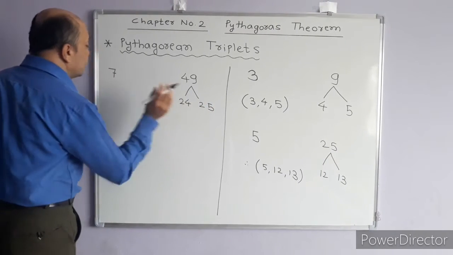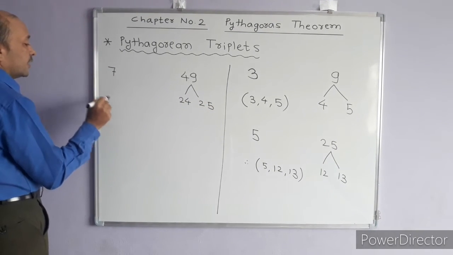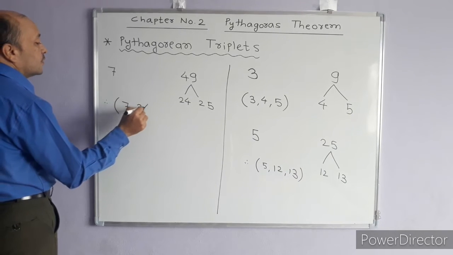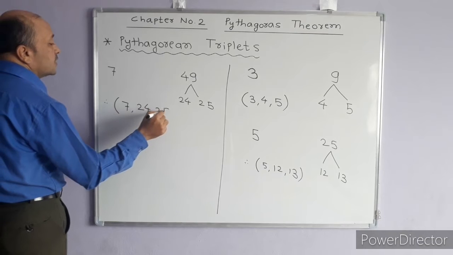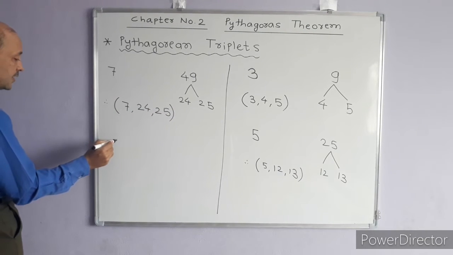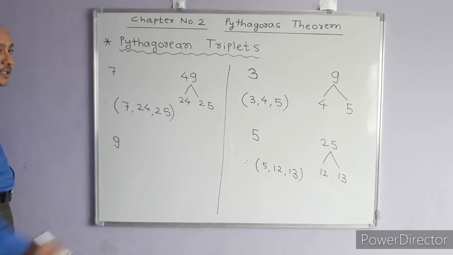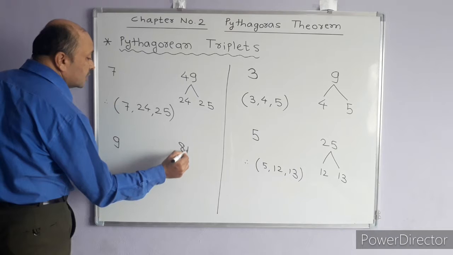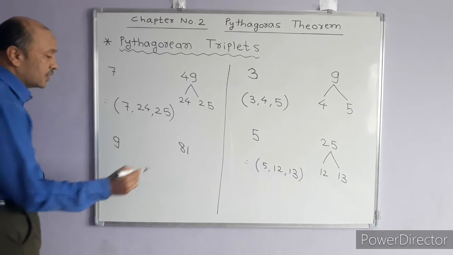So this is the only pair. Therefore we can write the Pythagorean triplet. It is 7, 24, 25. It is a Pythagorean triplet. Okay, so let us go to one more example. The next odd number is 9. Then make the square of 9, that comes 81. The square of 9 is 81.